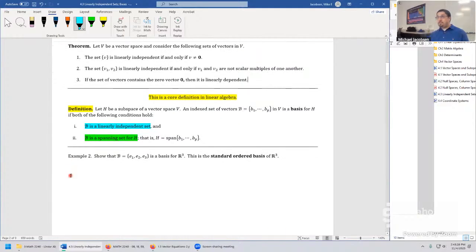Well, our practice now is just to determine when we see a basis or not. Any questions or comments with the definition so far?